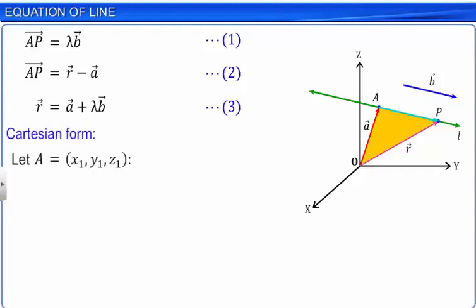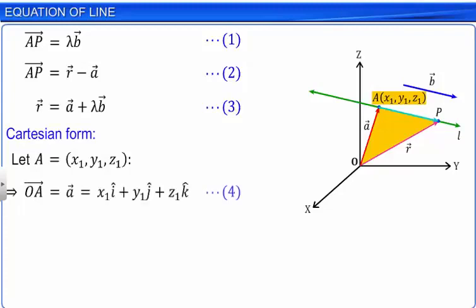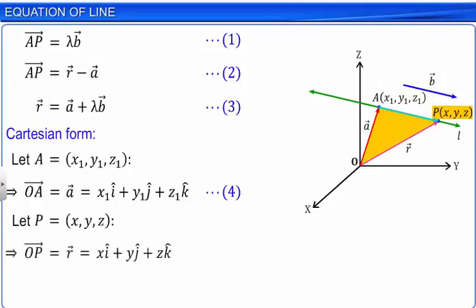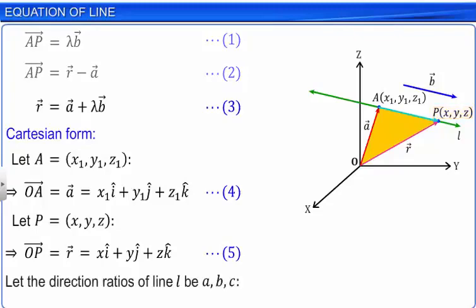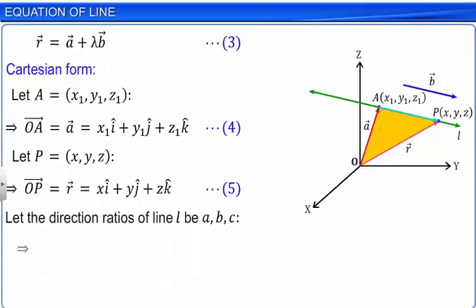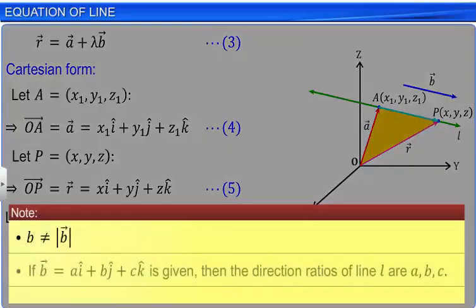Let the coordinates of point A be x1, y1, z1. Thus, we can write the position vector of point A as shown. Similarly, let the coordinates of point P be x, y, z. Thus, we can write the position vector of point P as shown. If the direction ratios of line L are given, we can find vector B that is parallel to line L as shown. Note that b is the direction ratio of line L along the y-axis and not the modulus of vector B.